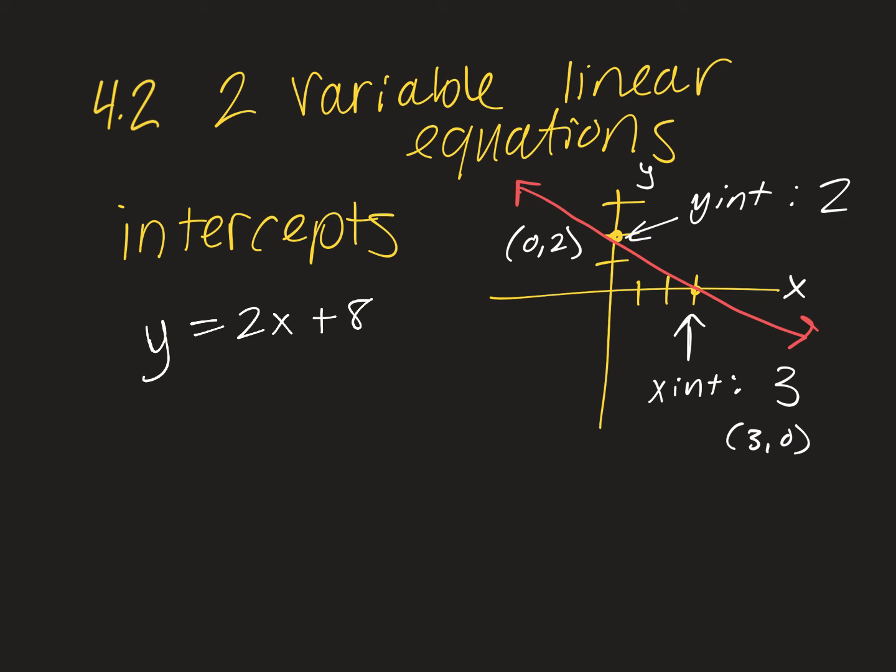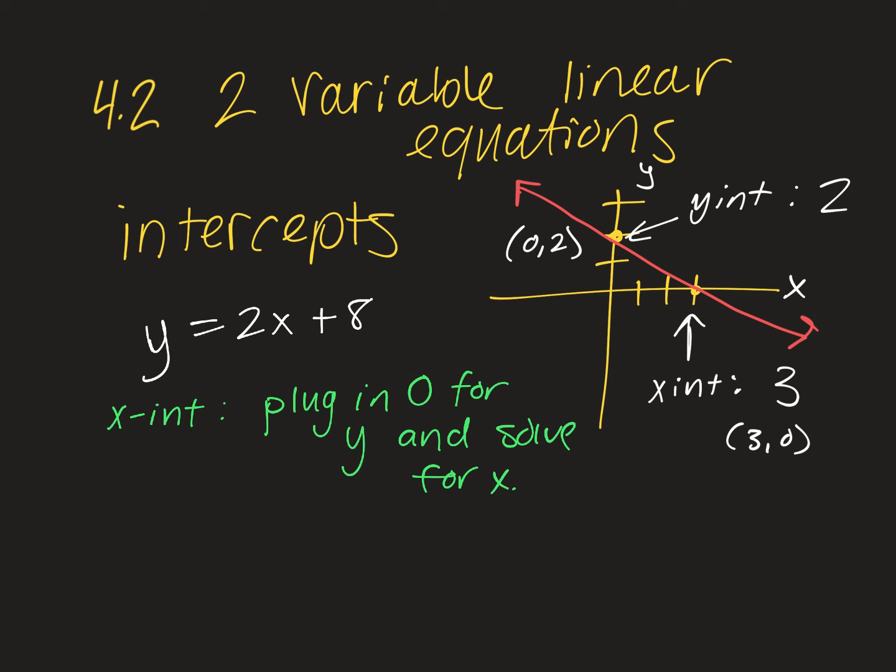To find the X-intercept, you are going to plug in 0 for Y and then solve for X. So we'll plug in 0 for Y. We'll have 0 equals 2X plus 8. Now we need to get X by itself. So we're going to move 8 to the other side. So negative 8 equals 2X, divided by 2. So our X-intercept for this equation would be negative 4.